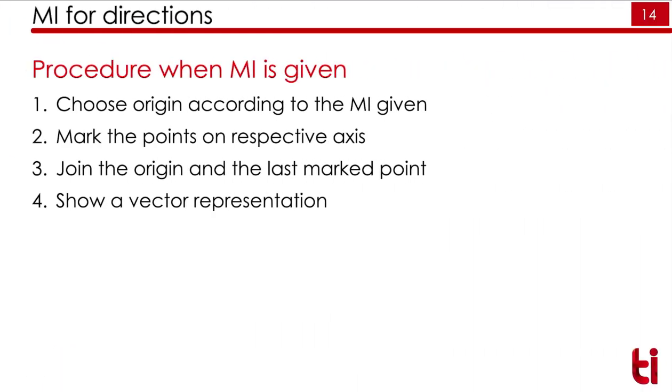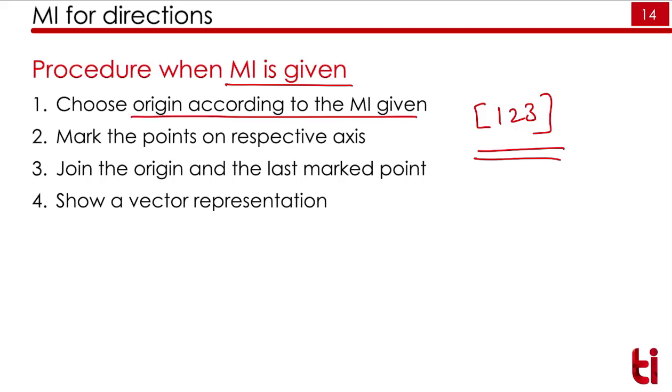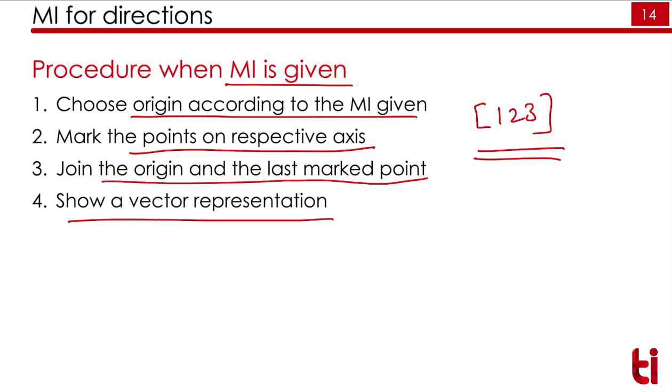Now we will take the second case, when the Miller indices are given. So now you are given Miller indices, for example 1, 2, 3, and you have to draw the corresponding direction. For this, the procedure is: first choose the origin, then mark the point, join the origin and the last marked point, and show a vector representation.